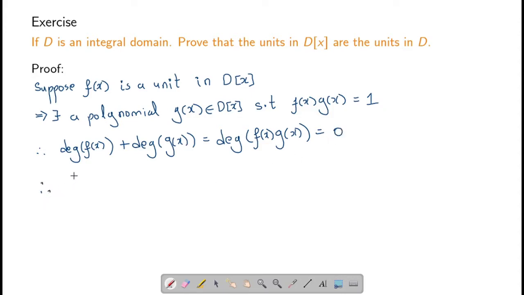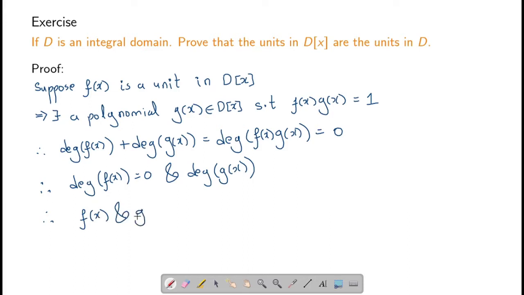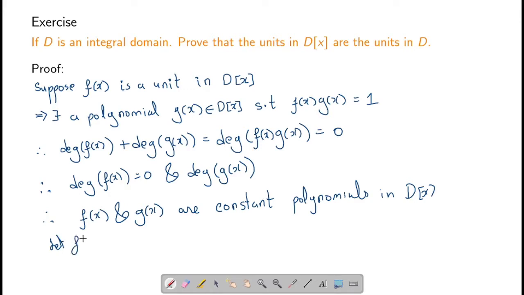So therefore, the degree of f(x) is equal to 0 and the degree of g(x) is also 0, which means that f(x) and g(x) are both constant polynomials. Let us say that f(x) is the constant polynomial a and g(x) is the constant polynomial b.